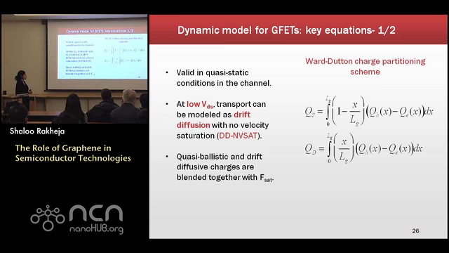At low VDS, you can still model your transport as drift diffusion with no velocity saturation, which I acronym as DDNVSAT. Finally, once we have the quasi-ballistic charges, we blend them with the drift diffusion charges using the same FSAT function that we've used for the transport formulation. I won't get into how we've implemented these drift diffusive charges, but I'll get into how we've implemented the quasi-ballistic charges, because that was the missing link in all of the previous modeling efforts that were being done in graphene field effect transistors.